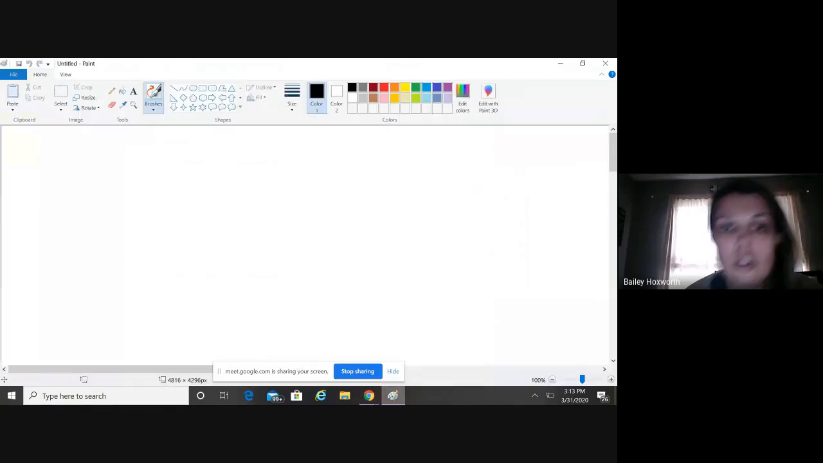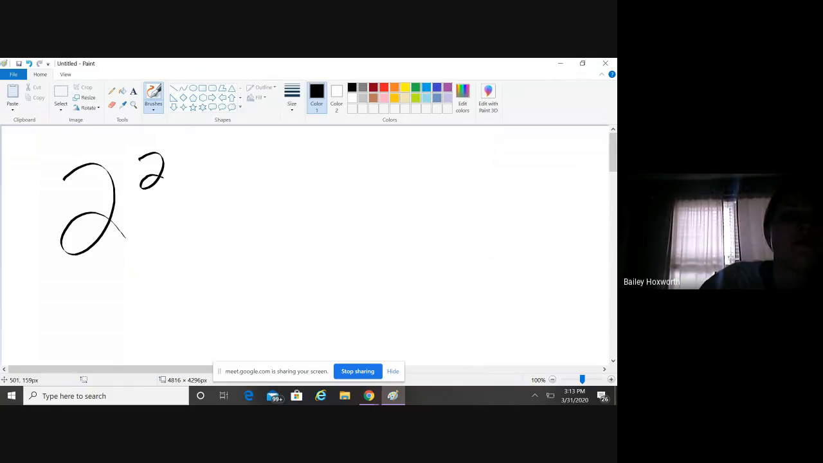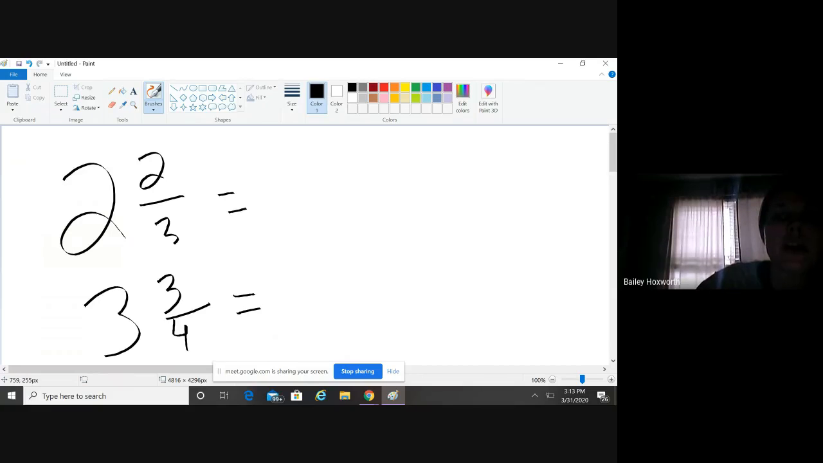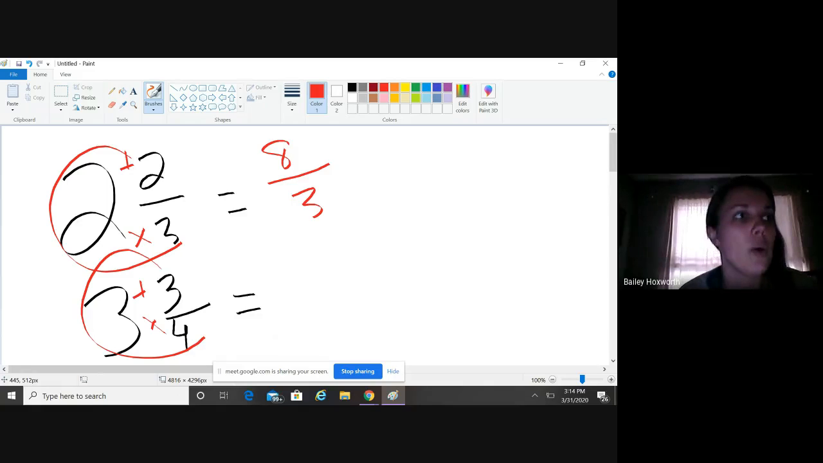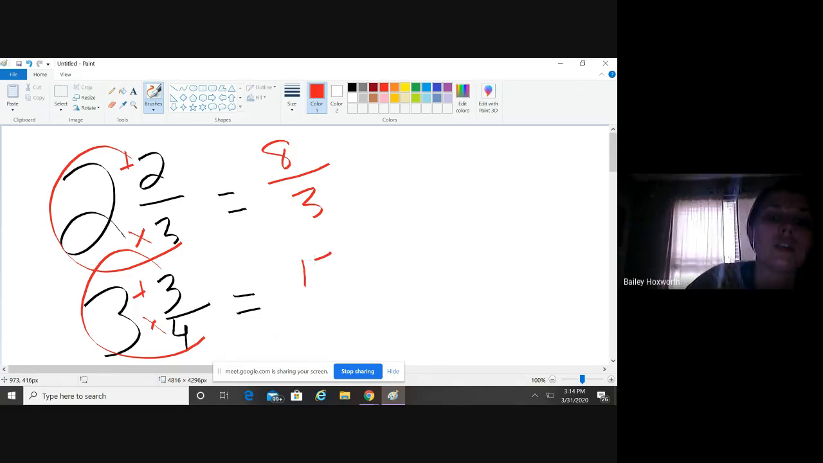So 2 2/3, 3 3/4. I need to turn these both into improper fractions. Big C, multiply, add. 3 times 2 is 6, plus 2 more gave me 8/3. Big C again. 3 times 4 is 12, plus 3 more, 12, 13, 14, 15 fourths.